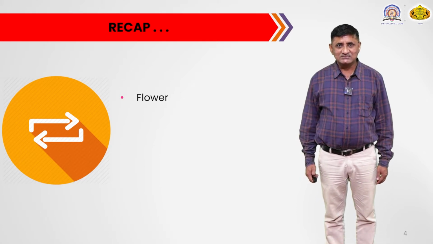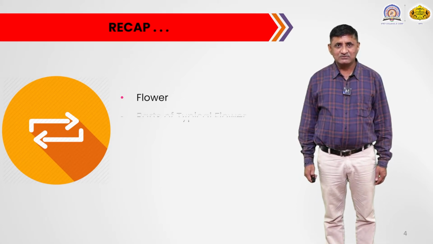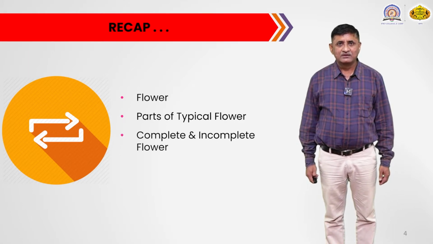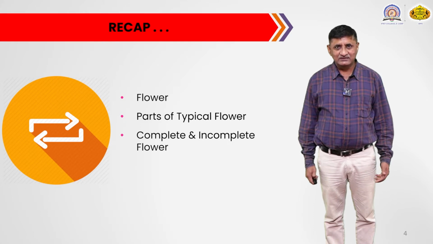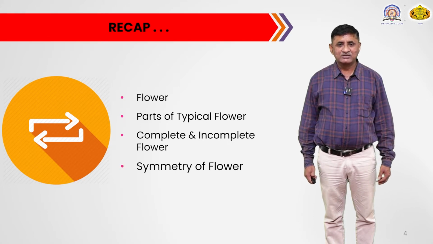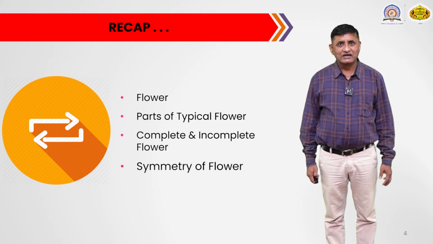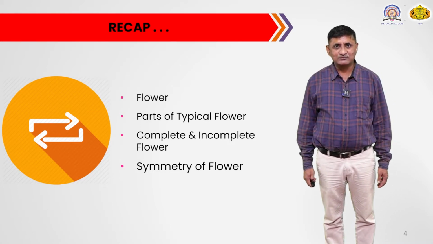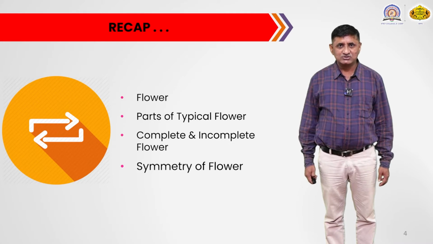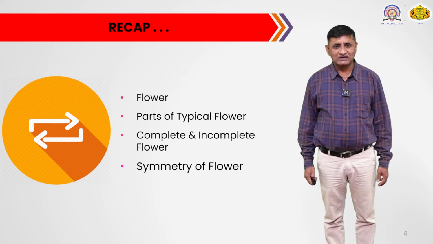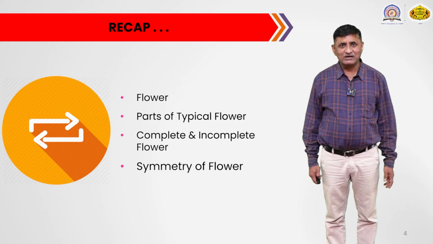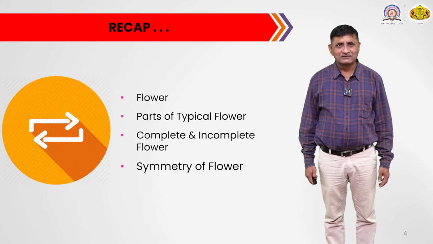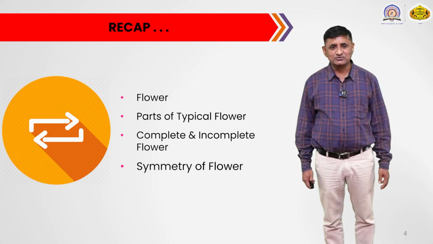In that, what is meant by a flower? What are the typical parts of a flower? What is a complete and incomplete flower, and what is the symmetry of a flower? I have already defined the flower. A flower is nothing but a reproductive modified shoot for the purpose of reproduction. In general, a flower has 4 parts from outside to inside: calyx, corolla, androecium and gynoecium.